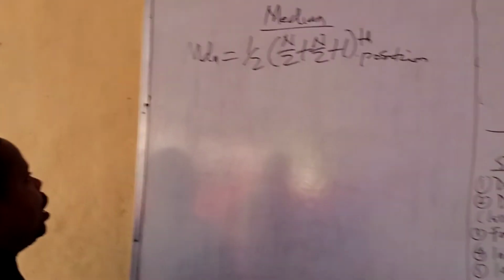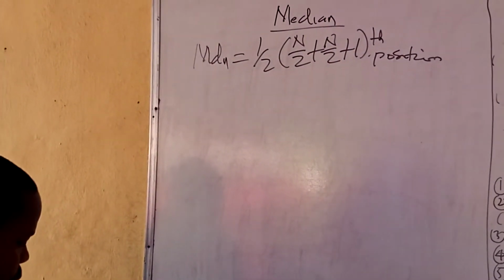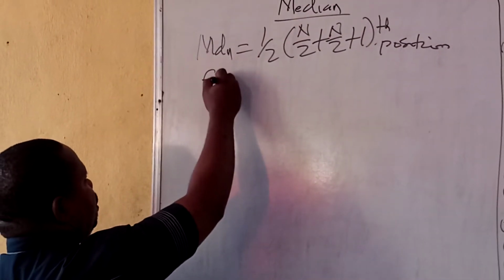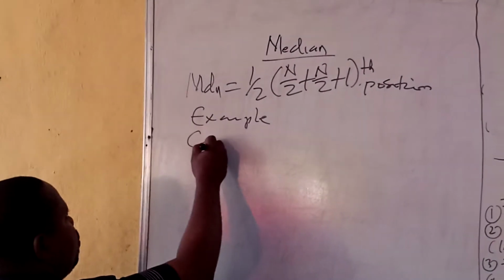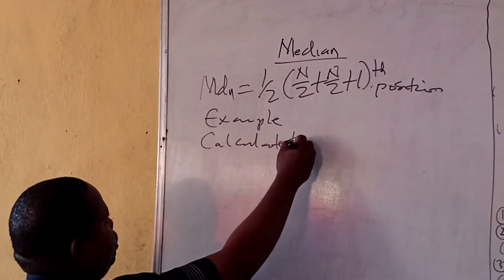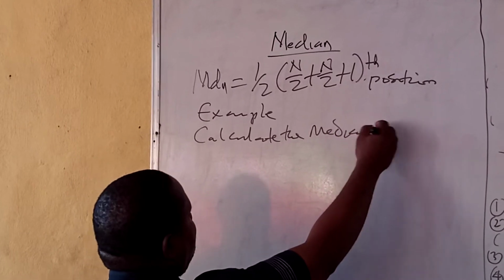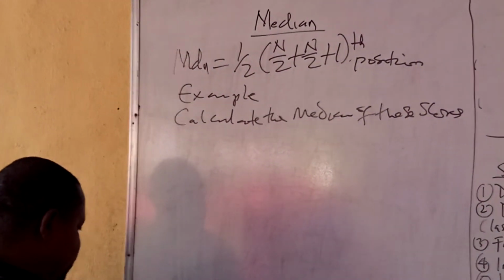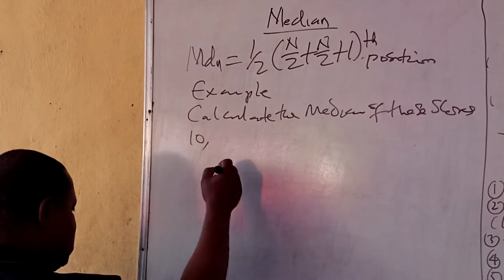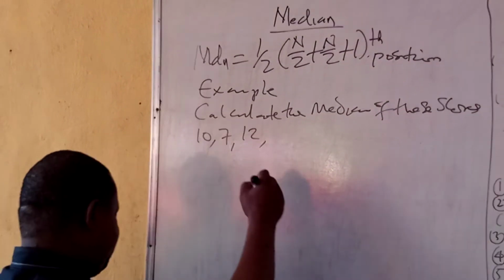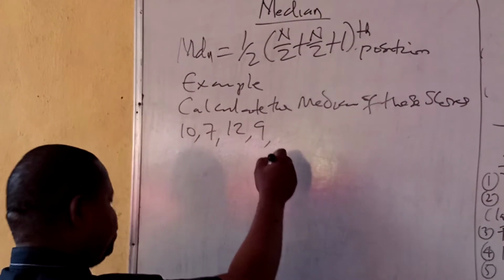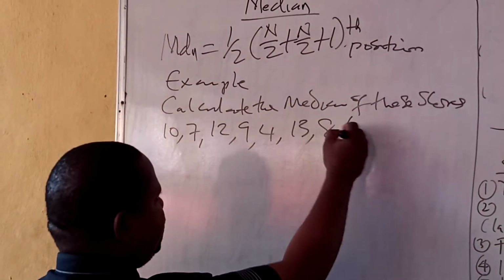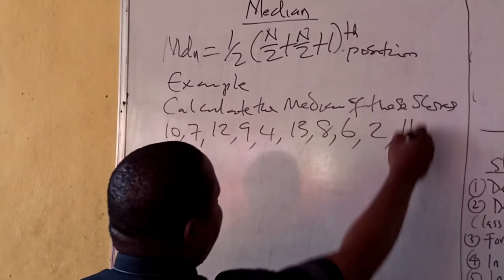Plus 1 position. And then let's give an example for it. Supposing you have a set of scores. Example: calculate the median of these scores. Now you have 10, 7, 12, 9, 4, 13, 8, 6, 2, and 1.